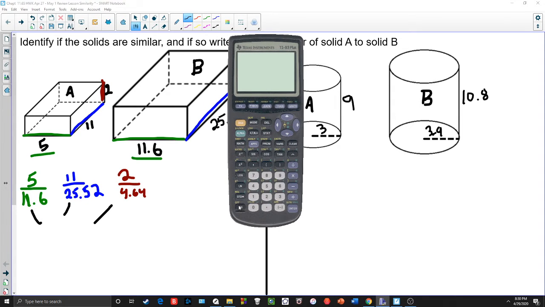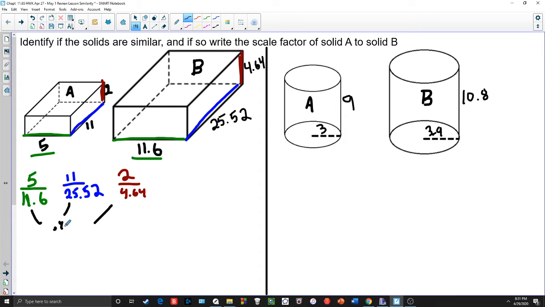So if I go 5 divided by 11.6, I get that. 11 divided by 25.52, same thing, which is good so far. 2 divided by 4.64, and same thing. They all come out to be 0.431, so they are indeed similar. Similar, check. But it says write the scale factor of solid A to solid B.